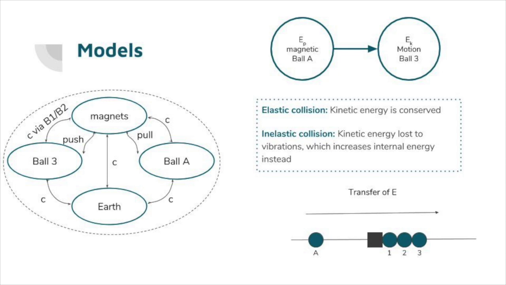The energy pie chart in the top right corner is what we were expecting to happen. We were expecting an elastic collision, but this did not happen. We ended up with an inelastic collision, which meant the kinetic energy was lost to vibrations, which increased the internal energy instead. On the left, we have a system schema, including the magnets, the earth or the ground, ball A, which is being pushed into the magnets, and ball 3, which is the ball that's being released.